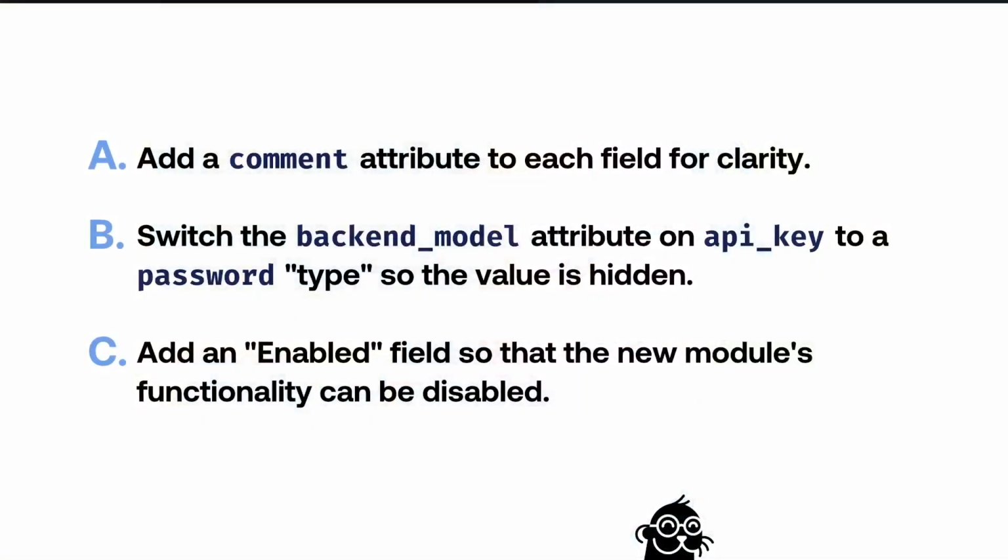So now we get to the final option, option C, and that is to add an enabled field so that the new module's functionality can be disabled. Now, I have personally seen instances where having the ability to enable and disable a module or a specific larger functionality, a functionality that maybe has far-reaching consequences if something were to go wrong, having that ability to enable and disable it has been a lifesaver.